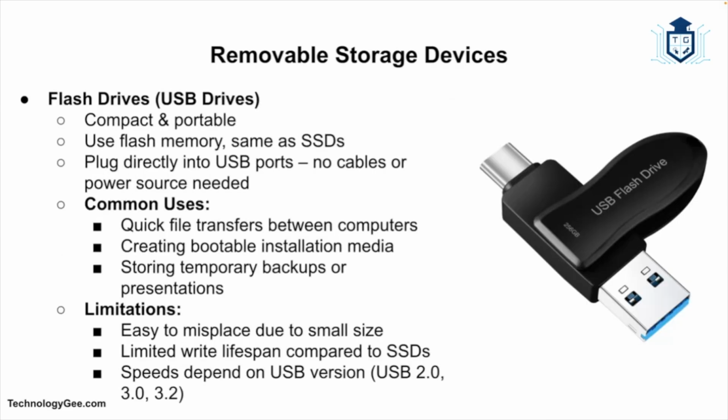All right, so let's go ahead and talk about removable storage. These are the kinds of storage that you can take with you in your pocket or slide into your camera or phone. The first one we have is called a flash drive, or the classic USB drive. This thing is small and portable.